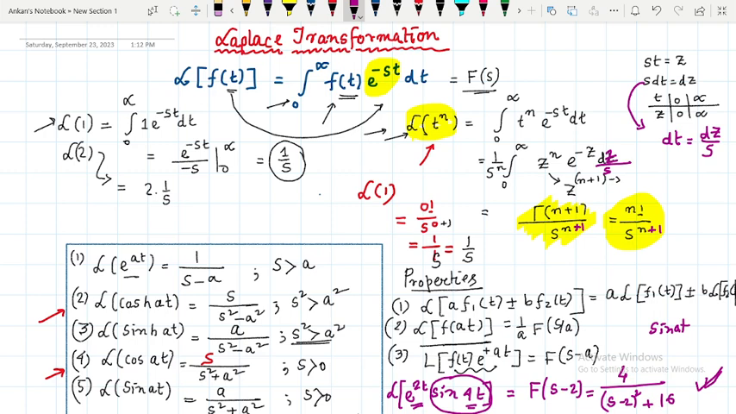So with the help of this formula we can easily find out the Laplace transform in one single line without solving from the definition. That is the importance of discussing the formula.